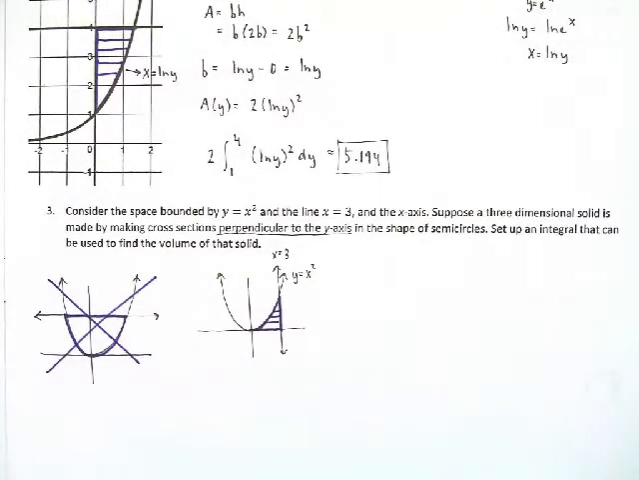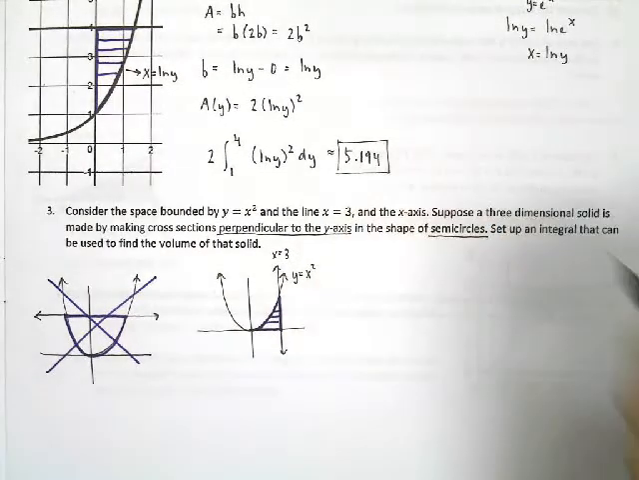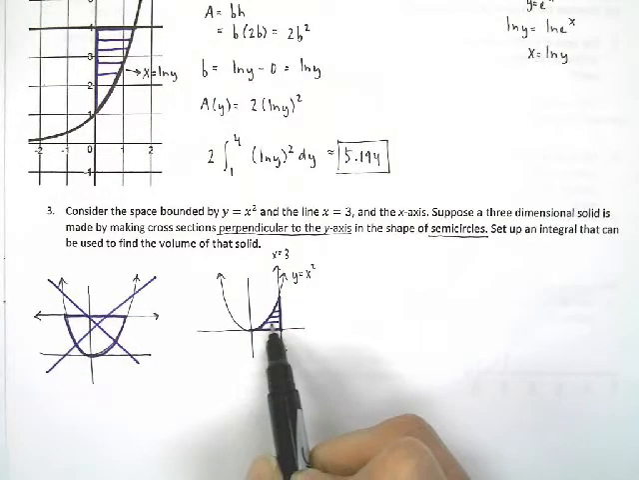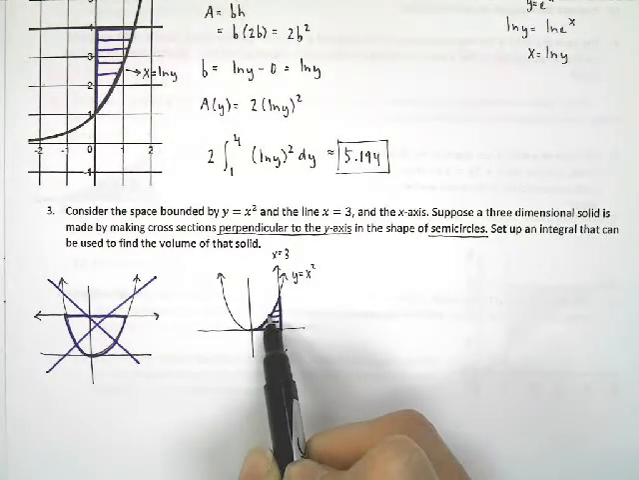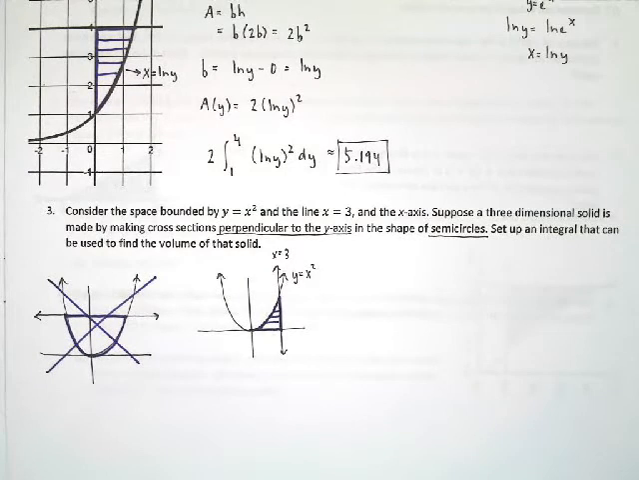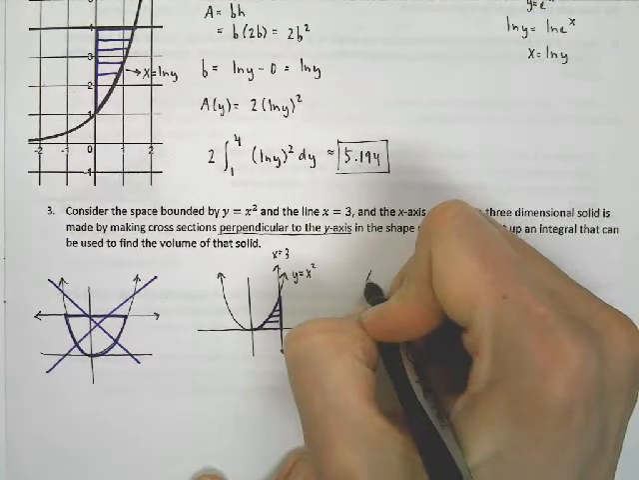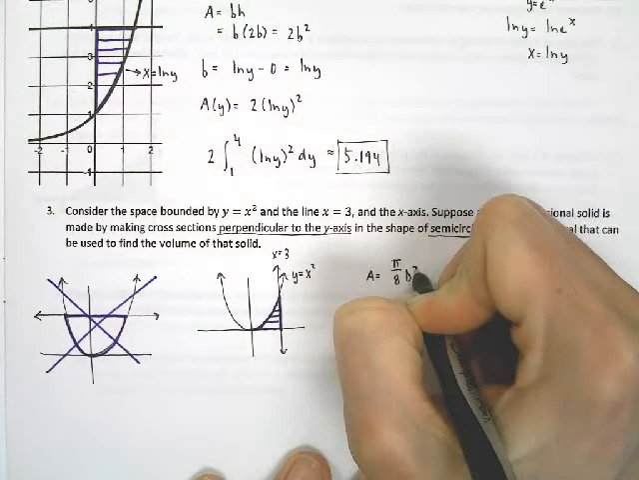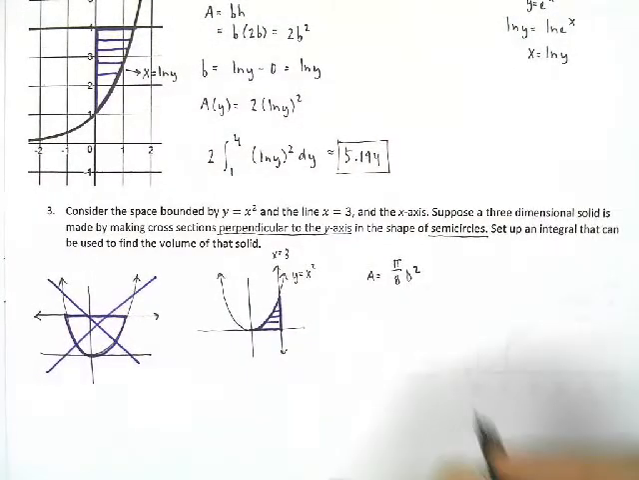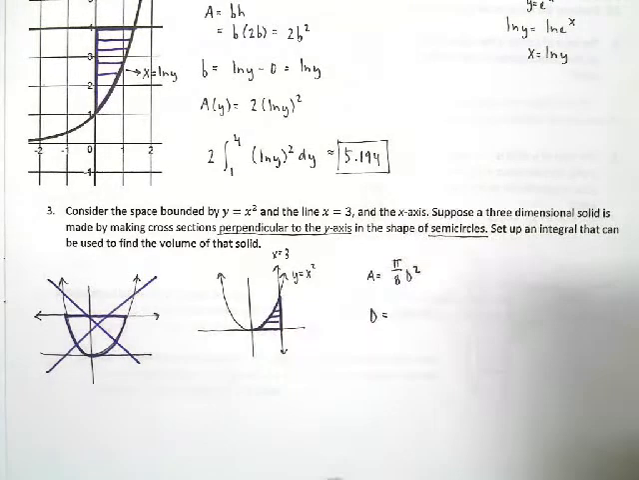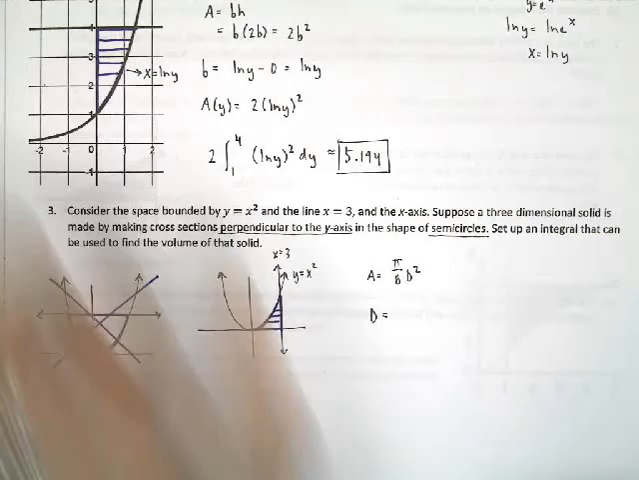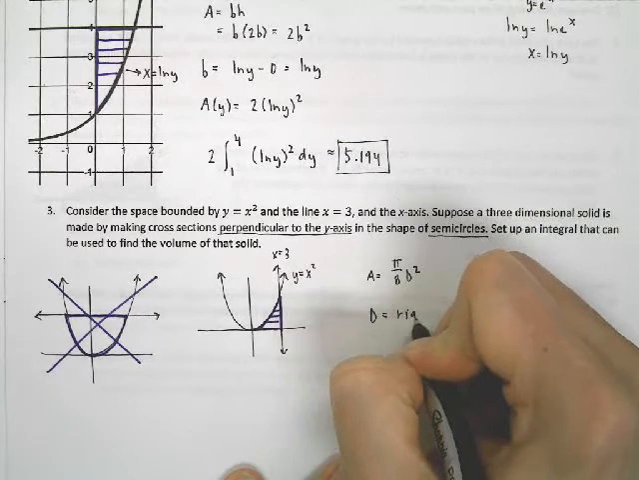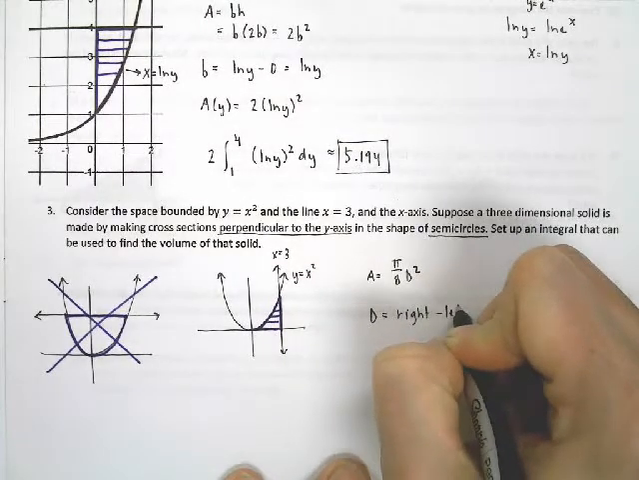So each of those segments in this cape is the diameter of a semicircle. So if you can imagine, this is the diameter of a semicircle that's kind of being raised off the page here. So set up an integral that can be used to find the volume of that solid. So we start with our area formula as always, and we know in this case it's pi over 8 times d squared. Now our diameter here, since we're going perpendicular to y, this is going to be right minus left.